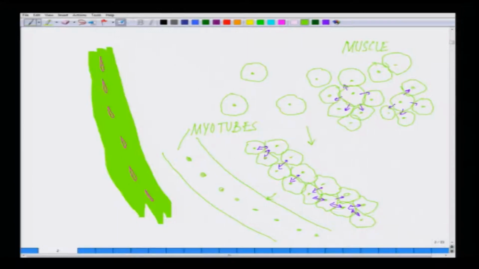They are sometimes also called satellite cells, because these are the cells which are destined to become muscle, and these are dividing myocytes. Myo means muscle, cytes means cell.